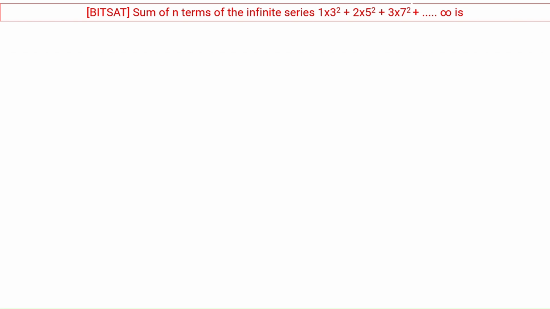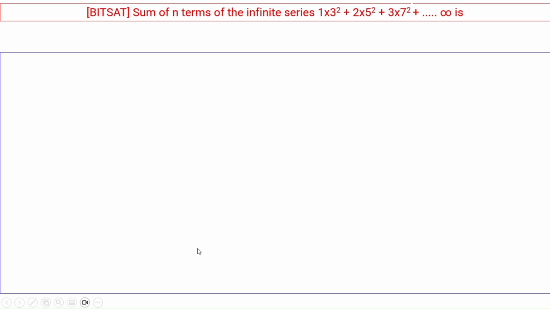The sum of n terms of the infinite series 1 into 3 square plus 2 into 5 square plus 3 into 7 square up to infinity. Okay, so if you see this, this is not an AP, not an arithmetic progression, not a geometric progression, right? So it's a mix, you need to just break it.